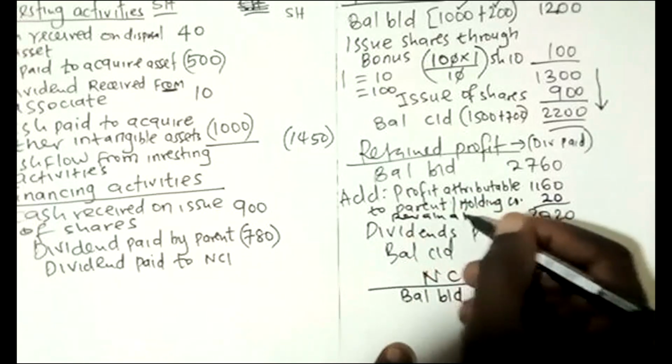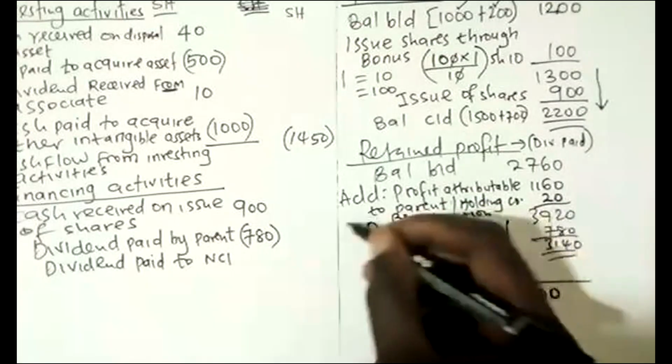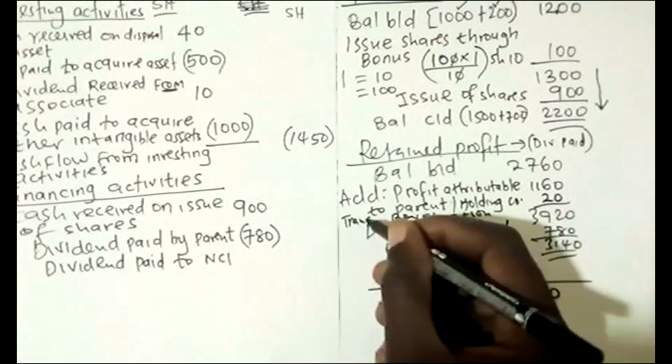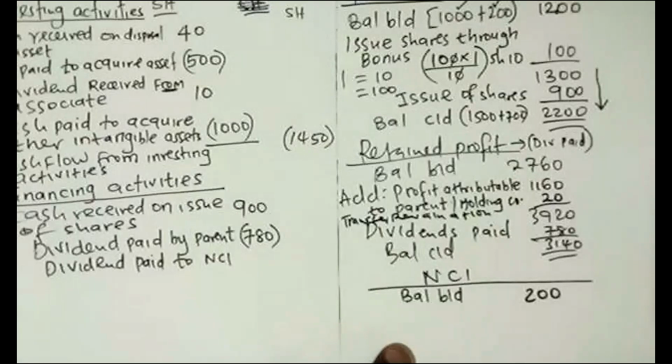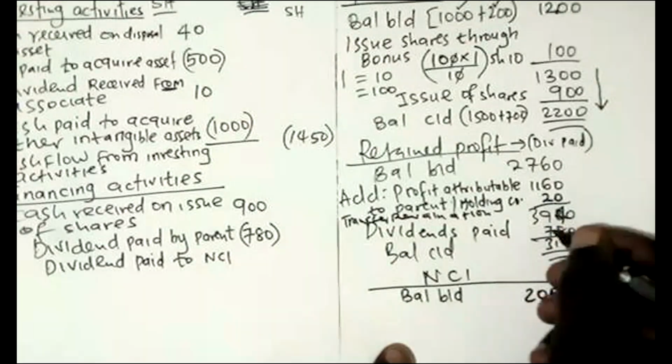The transfer from revaluation, which means that our retained earnings will be 2,760 plus 1,160 plus 20, that is 3,940. So 3,940 minus 3,140, this is 800.